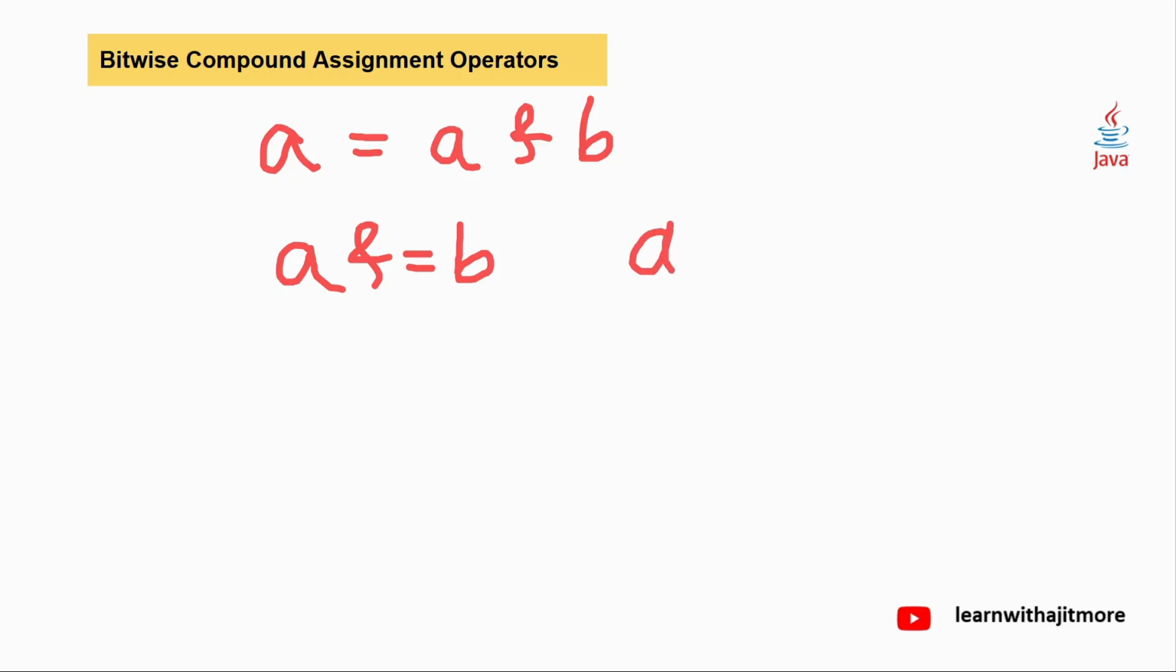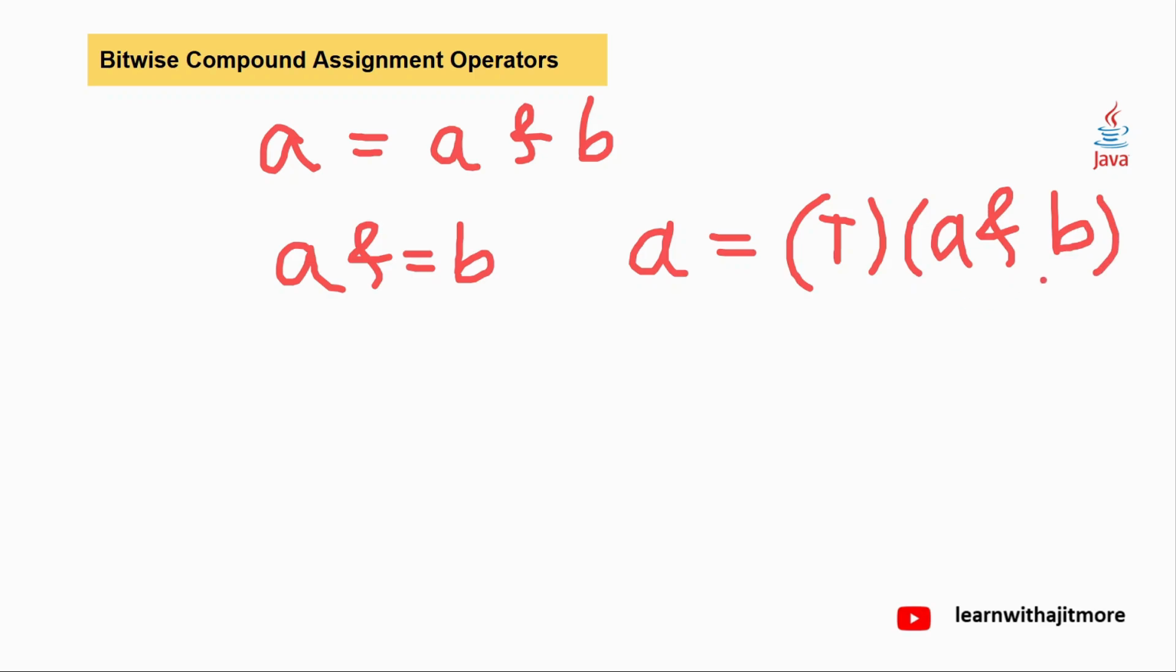What it does is A = (T)(A & B), where T is the data type of A. Getting? So A and B are ANDed. For ANDing, it will do the appropriate promotion, meaning it will be promoted to either int or long. But whatever answer comes, it will on its own cast it to T, where T is the data type of A. This is not happening when you write in the expanded form.